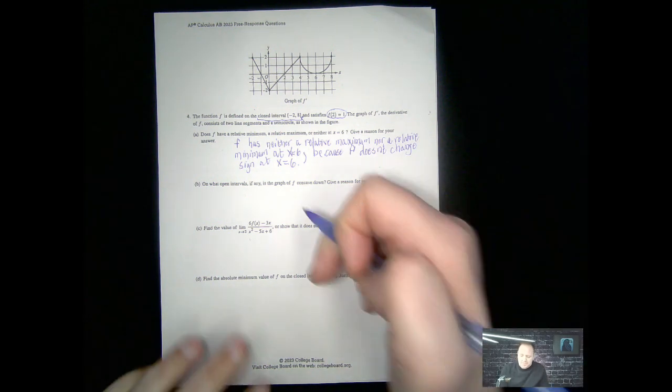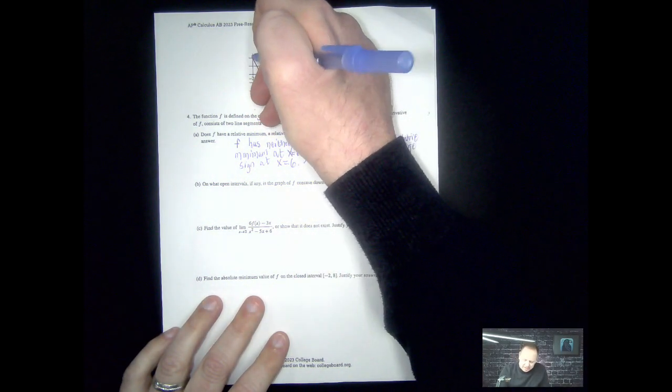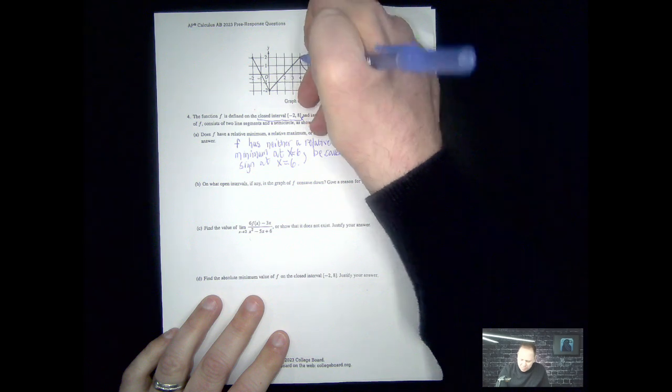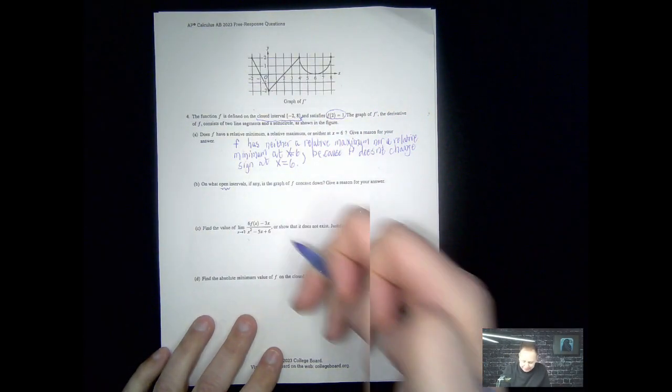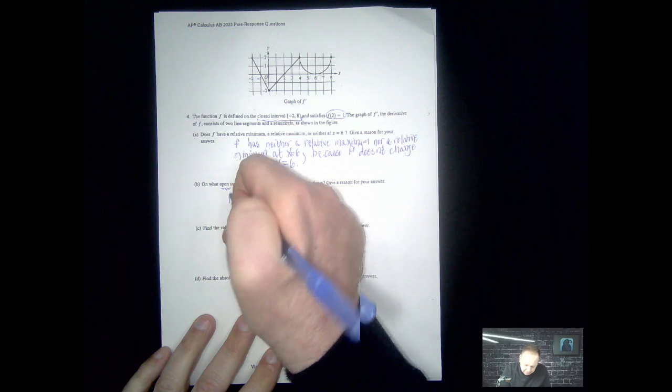On what open intervals, if any, is the graph of F concave down? Well, we know, and again, you should know doing your F prime graph analysis, that F will be concave down when what they give you as F prime is decreasing. So that's decreasing from -2 to 0 and from what, 4 to 6. Now be careful, it says on what open intervals. So you're not going to close that left endpoint down. So just read carefully. Use their words.